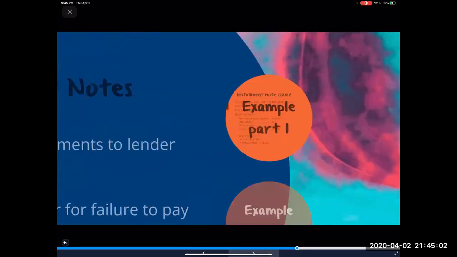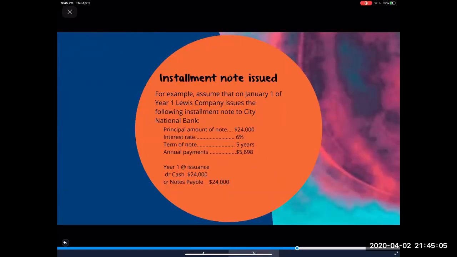So let's look at this example of an installment note. Assume that on January 1st of year one, Lewis Company issues the following installment note from City National Bank. Basically, maybe they're buying a car of $24,000. Here's the interest rate, the term of the note, and their annual payment. Again, this is no different from us buying a car, except we don't see the annual payment. Maybe we see a monthly payment.